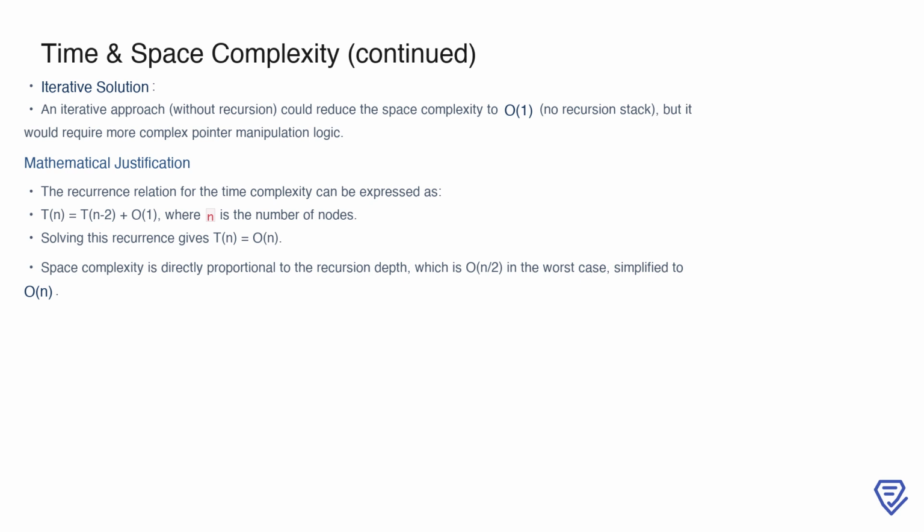To mathematically justify the time complexity of the recursive approach, we can express it with the recurrence relation T(n) = T(n/2) + O(1), where n is the number of nodes. Solving this recurrence results in T(n) = O(n). As for space complexity, it is directly proportional to the recursion depth, which is O(n/2) in the worst case. Simplifying this, we conclude that the space complexity remains O(n). While the iterative solution can optimize space, the recursive method strikes a balance between simplicity and performance, making it a compelling choice for this problem.